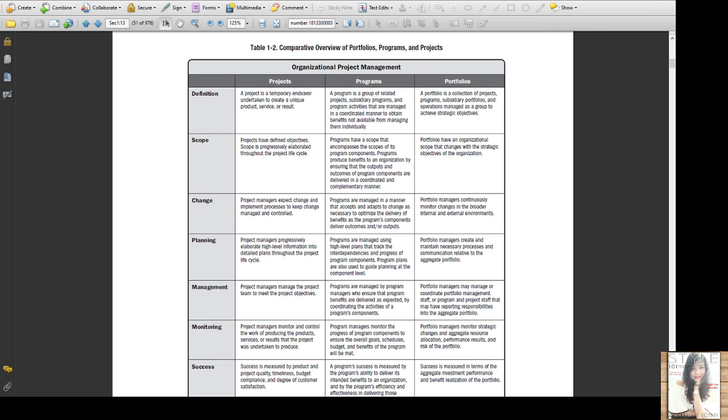It also centralizes the management of the aggregate risk profile of all components. Portfolio management also confirms that the portfolio is aligned with organizational strategies. Maximizing the value of the portfolio requires careful examination of the components that comprise it. Components are prioritized so that those contributing the most to organizational strategic objectives have the required financial, team, and physical resources.